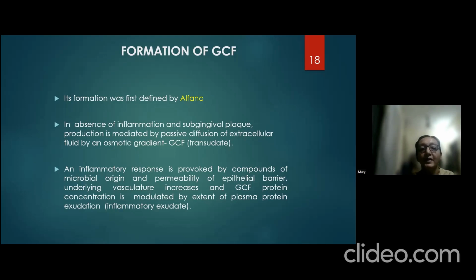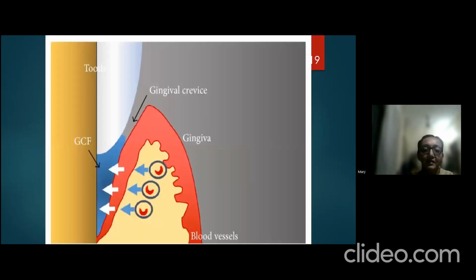However, when an inflammatory response is provoked by compounds like microbes, the permeability of the epithelial barrier and underlying vasculature increases. That is, there is an increase in the blood supply, and GCF protein concentration is modulated by the extent of plasma protein exudation. So during inflammation, it naturally converts itself into an inflammatory exudate, and there is increased production of GCF. So this is a picture depicting the GCF being produced and coming out, crossing the epithelial barrier and entering the gingival sulcus.